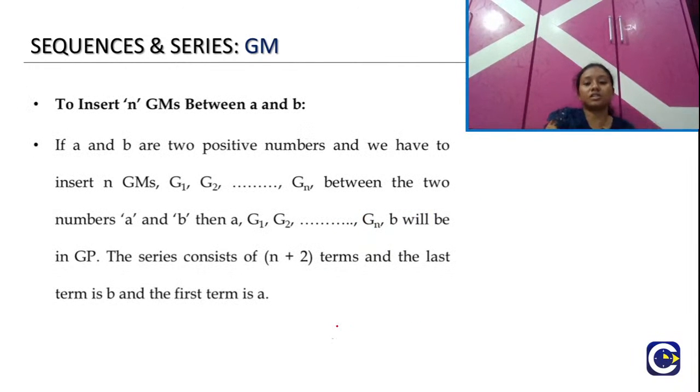So here we are just considering two positive numbers A and B. In between these two numbers, we are going to insert some geometric means, like how we inserted arithmetic means in our previous session. Those are represented by G1, G2, G3, and so on until Gn, and the last term will be B.